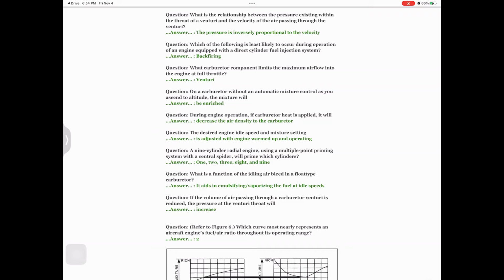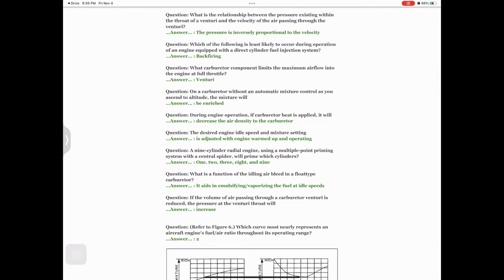Question: what carburetor component limits the maximum airflow into the engine at full throttle? Answer: venturi. Question: on a carburetor without an automatic mixture control as you ascend to altitude, the mixture will, answer, be enriched. Question: during engine operation, if carburetor heat is applied, it will, answer, decrease the air density to the carburetor. Question: the desired engine idle speed and mixture setting? Answer: as adjusted with engine warmed up and operating.